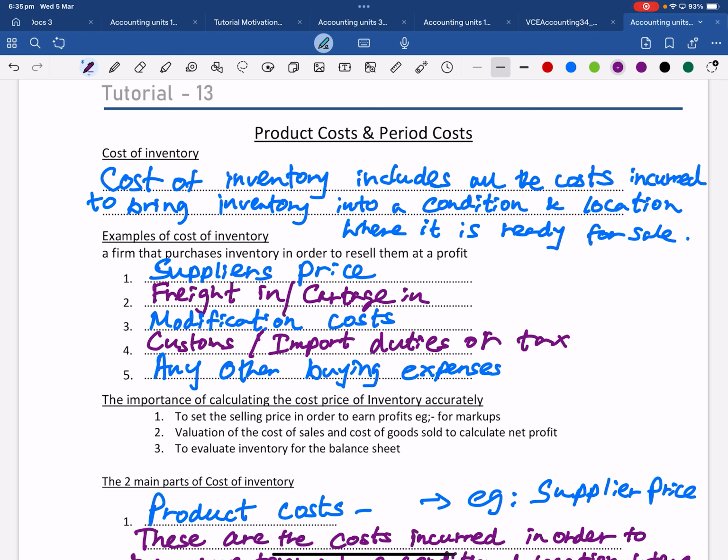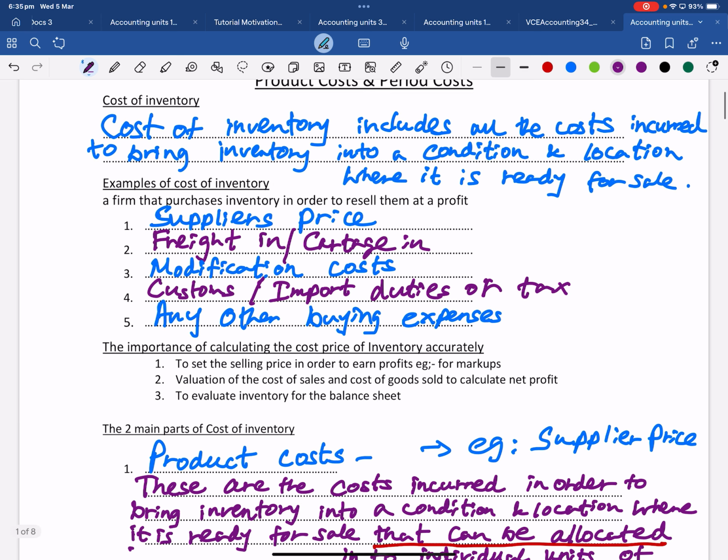Why is that? First of all, to set our selling price. Otherwise, if we have calculated the cost incorrectly, what will happen? Our selling price is also wrong. As a result, we might end up making losses. Then valuation of the cost of sales, to identify the expenses of the sales, and then we can calculate our net profit. And on the other hand, to value the closing inventory at the end of the period, so that we can record it in the balance sheet, right?